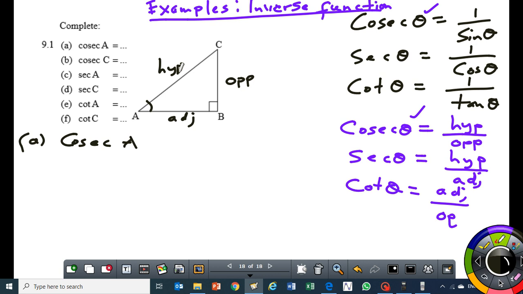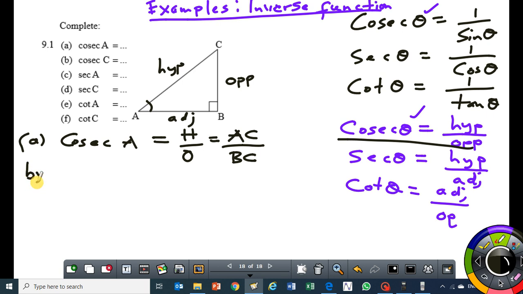So cosec A, based on this, is equal to the hypotenuse divided by the opposite side. So here I'll write H over O. For our question, our H is going to be AC, and our opposite side is BC. So that's it. Okay? So that's the first part.